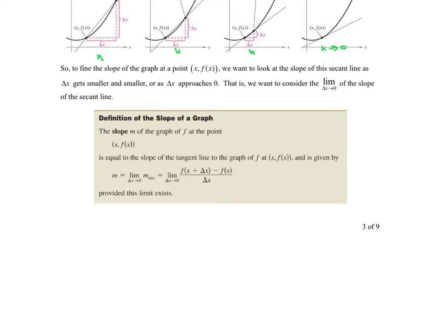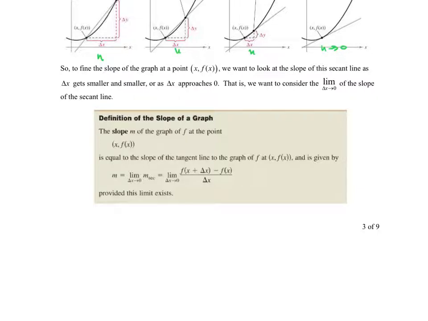So the slope m of a graph at a point (x, f(x)) is equal to the slope of the tangent line of the graph of f at (x, f(x)), and is given by m equals the limit as delta x approaches 0 of m secant, which equals the limit as delta x approaches 0 of f(x plus delta x) minus f(x) all over delta x, provided the limit exists.